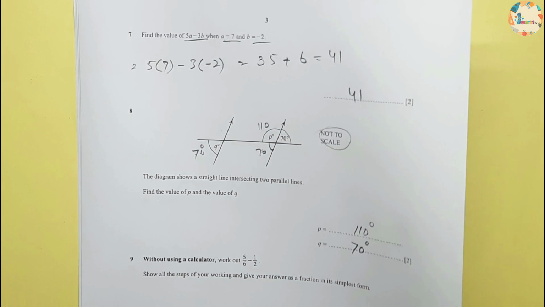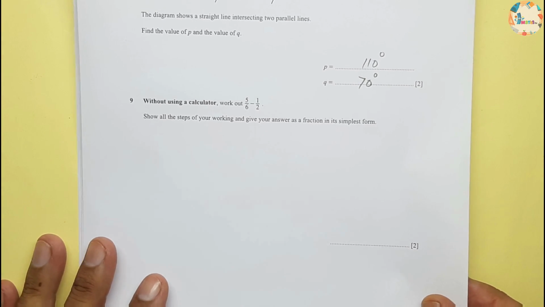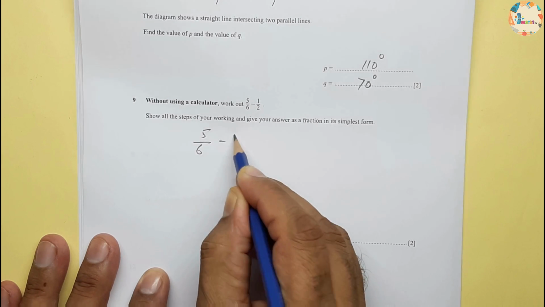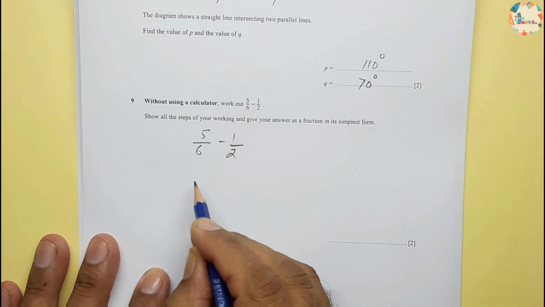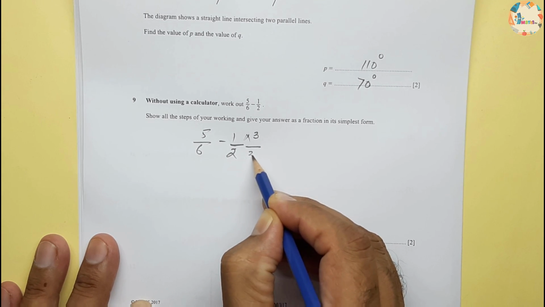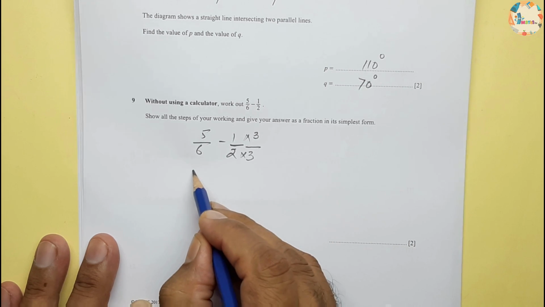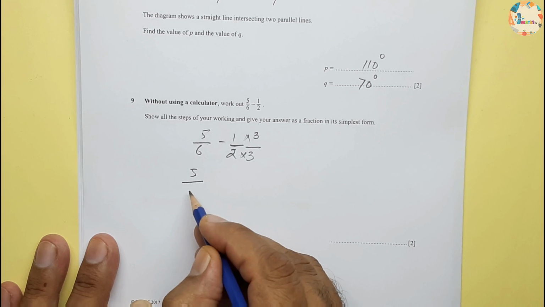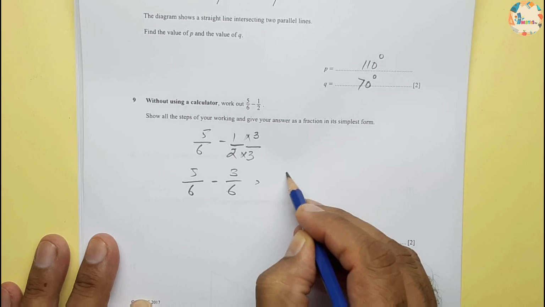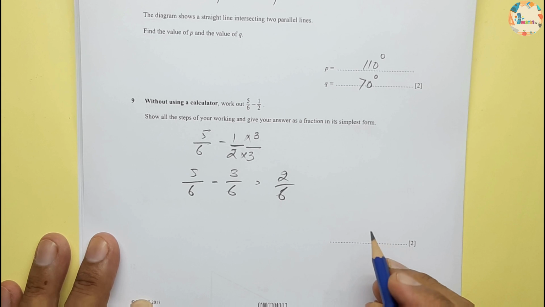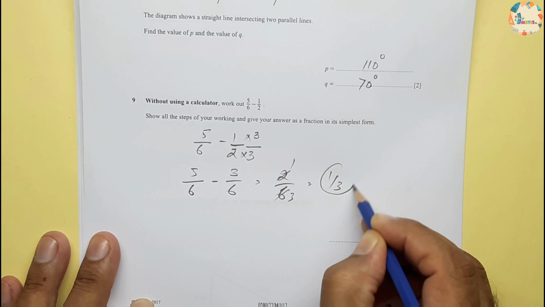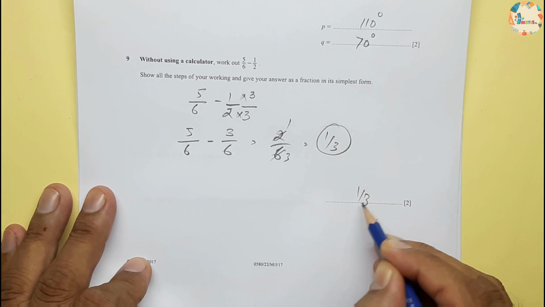Next, question number 9. Without using a calculator, work out 5 by 6 minus 1 by 2. So 5 over 6 minus 1 by 2, we can equalize the denominator, an easier method. So multiply numerator and denominator by 3. So our new fraction will be 5 by 6 minus 3 by 6. So this will be equal to 2 by 6. So 2 by 6 can be simplified to 1 by 3. So the answer will be 1 by 3, and we can write here 1 by 3.